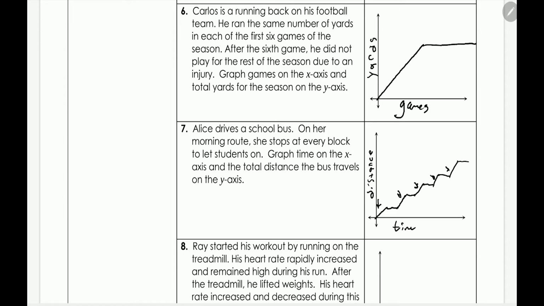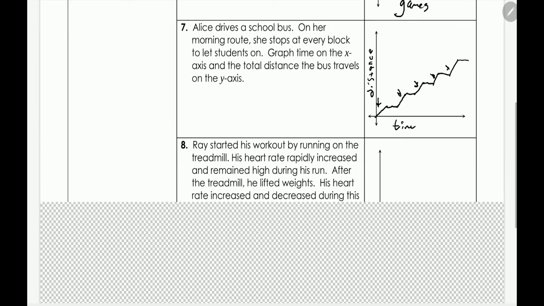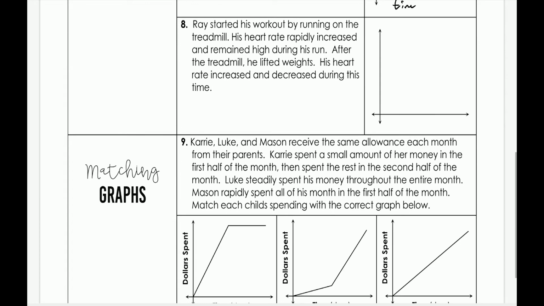You know, it's not exactly the same because of human error, but that's okay. So let's try number 8. With number 8, we have that Ray started his workout by running on the treadmill. His heart rate rapidly increased and remained high during his run. After the treadmill, he lifted weights. His heart rate increased and decreased during his time.